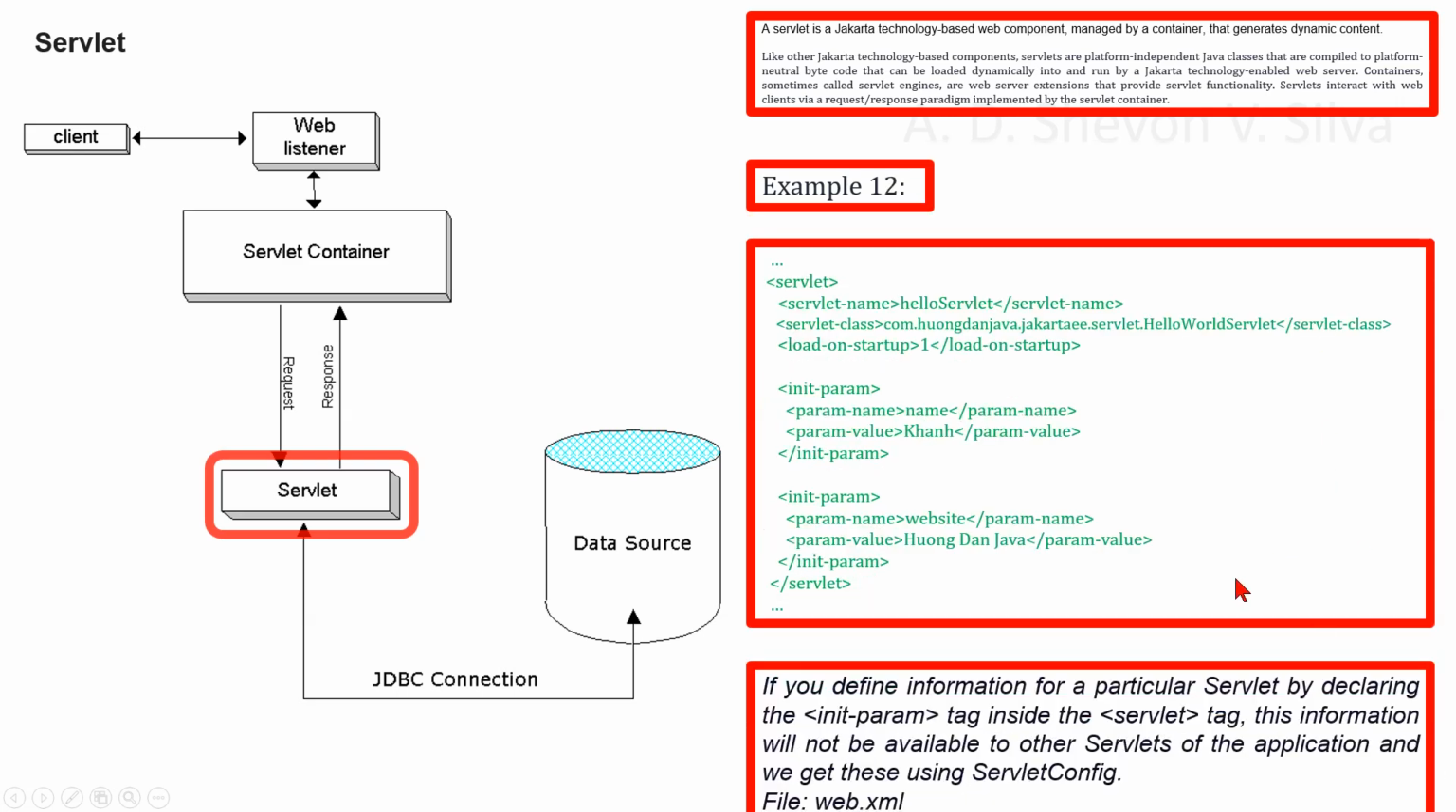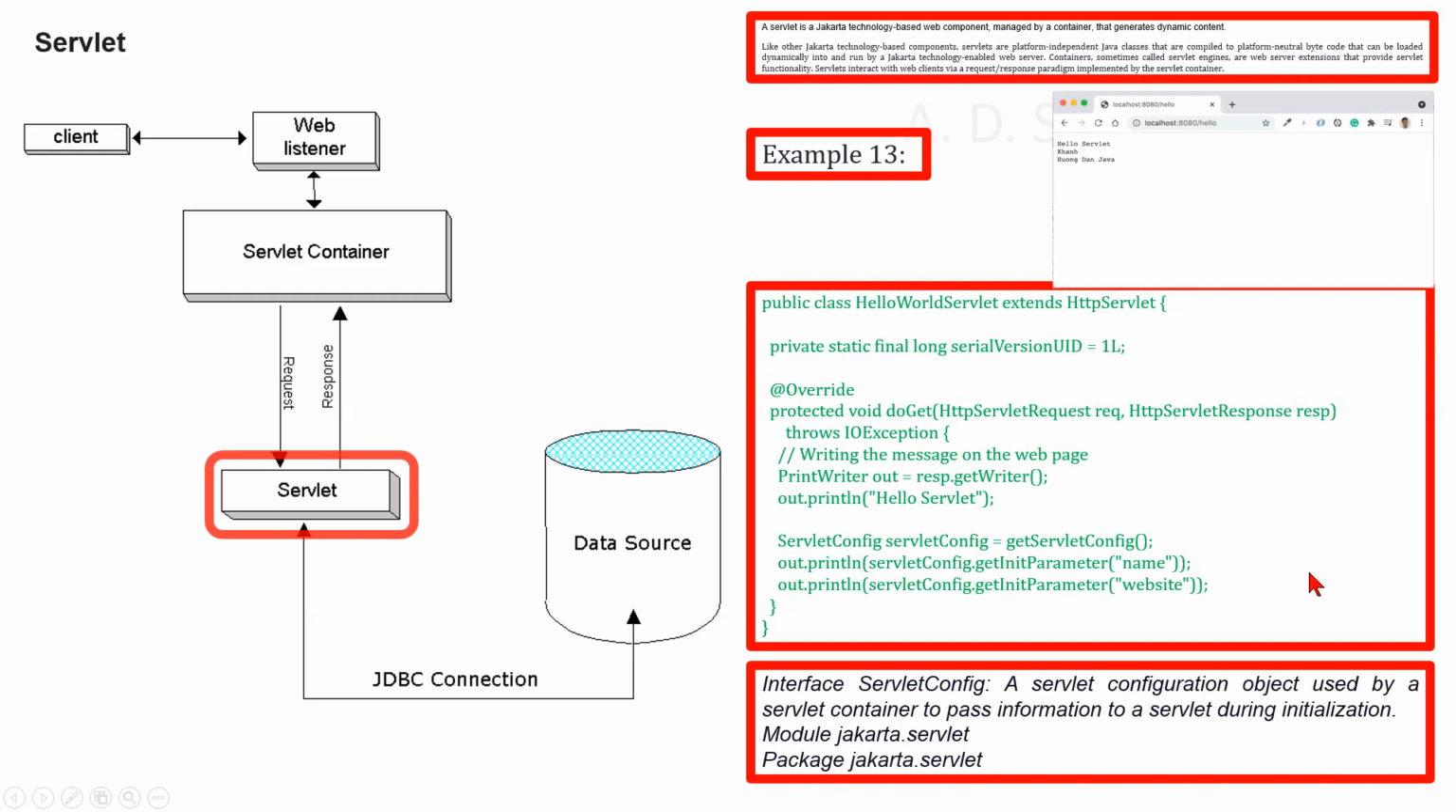As an example 12, here we can consider this code segment. If you define information for a particular servlet by declaring the init-param tag inside the servlet tag, this information will not be available to other servlets of the application, and we get this using ServletConfig. This is in the file web.xml.